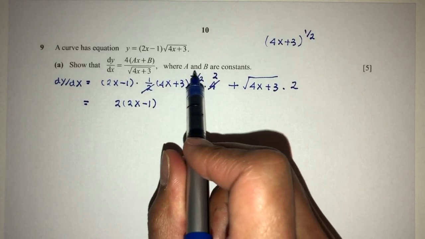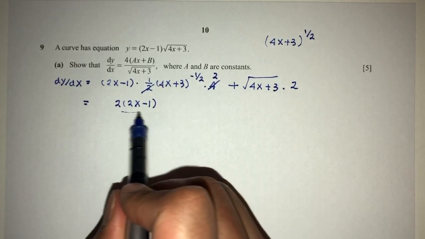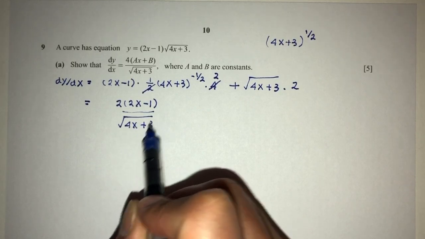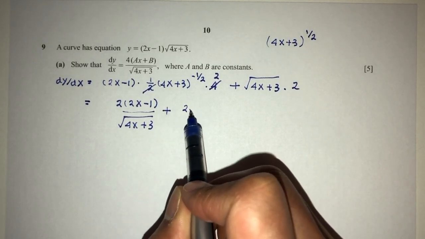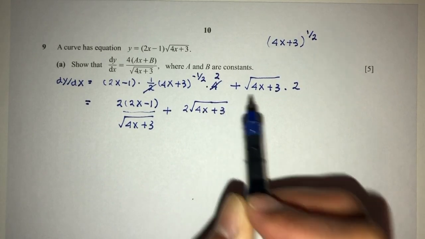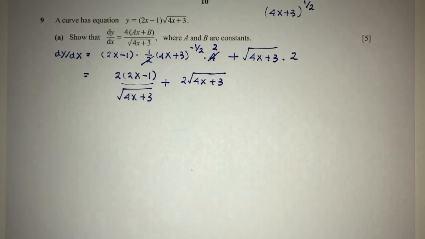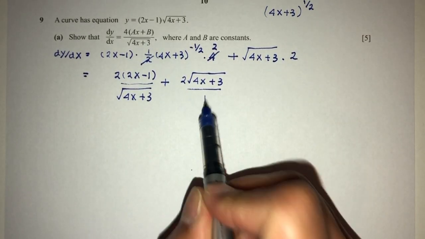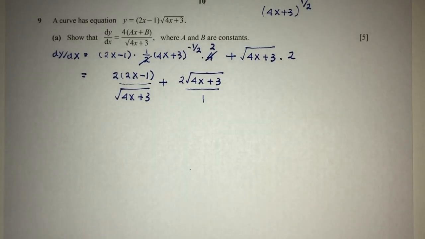This will become, because the power is negative, it will go down. Become something like this. And plus, now become 4x plus 3. Okay, so now as you can see, we have 2 fractions. This is basically over 1. So we have to add them together.